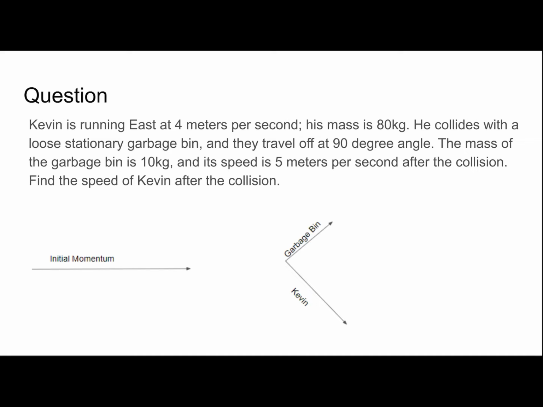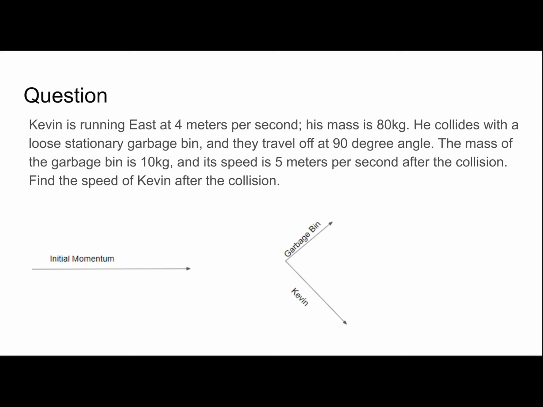Right, so here's our 2 diagrams to help you with your calculation. So in this case, we have our initial momentum. That will be equal to Kevin's momentum, which is he was running 4 meters per second and his mass is 80 kilograms, so the initial momentum will be equal to the momentum of Kevin plus the momentum of the loose stationary garbage bin. But in this case, it's a stationary garbage bin, which means that it has no momentum because it's not moving. The momentum is 0 kilograms meters per second. Therefore, the momentum of the center of mass of the system is simply equal to the momentum of Kevin, because he is the only one that is moving in this case.